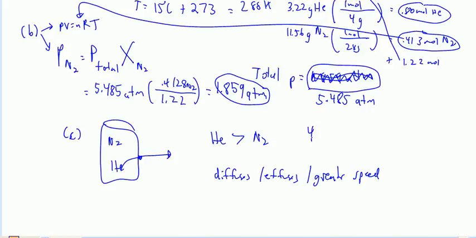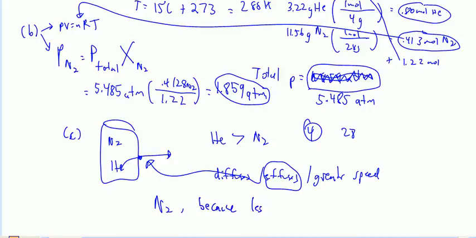We see that helium has a mass of 4 and nitrogen has a mass of 28, so that's a faster one. In this case, we're talking about effusion, which relates to a gas escaping from a hole in a room. So in this case, nitrogen will be left because less escapes, because it has a larger molar mass.